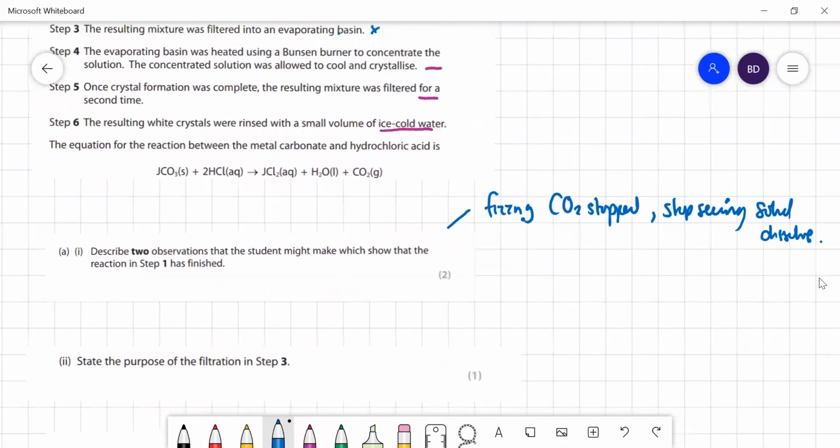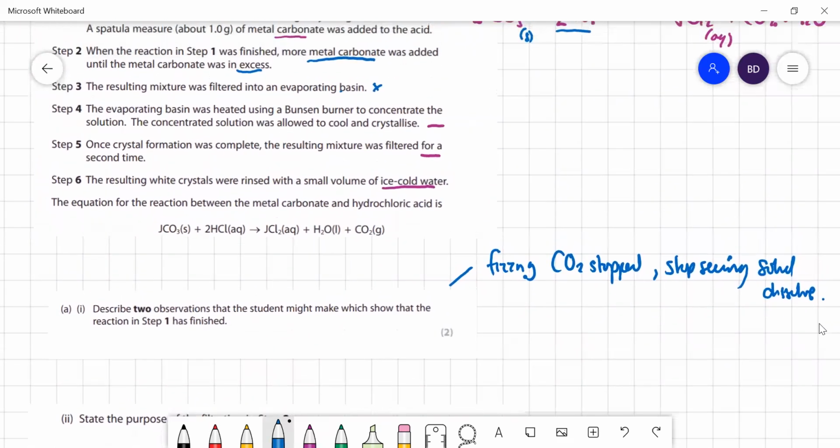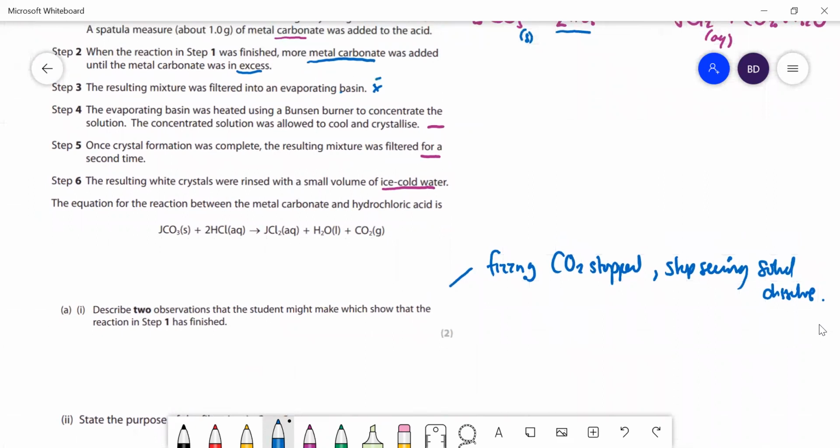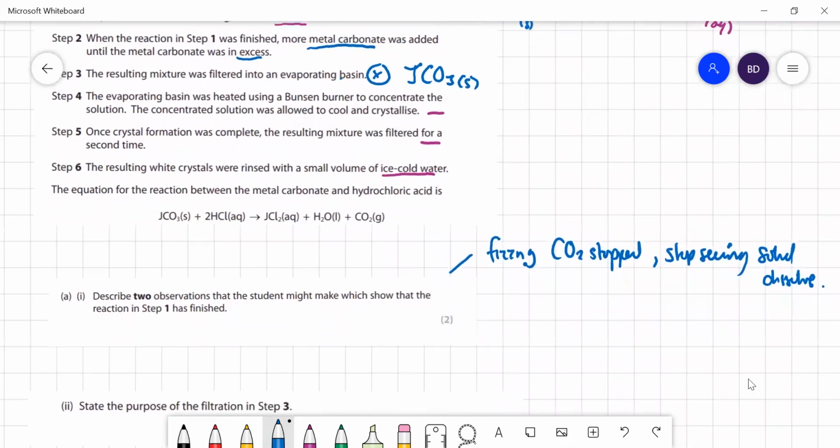What's the purpose of filtration in step 3? Oh, I think I mentioned that already. Because you've added excess carbonate, it's to get rid of this unreacted solid carbonate. That won't dissolve because the hydrochloric acid is all gone. So it's a solid, so it's easy to get rid of by filtering.